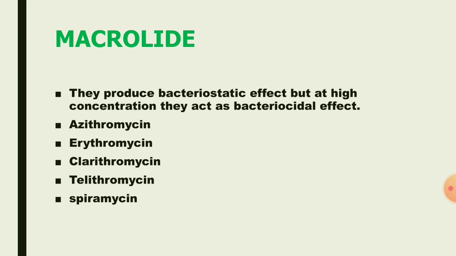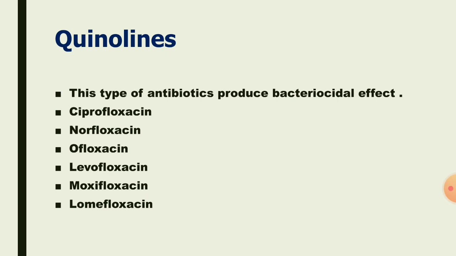Next, macrolides. Macrolides can produce both the bacteriostatic effect and the bactericidal effect. At lower concentration, this type of antibiotic produces the bacteriostatic effect, which means it just inhibits the growth of the bacteria. At a higher dose concentration, they produce the bactericidal effect, which kills the bacteria completely. Examples of this type are azithromycin, erythromycin, clarithromycin, telithromycin, and spiramycin.